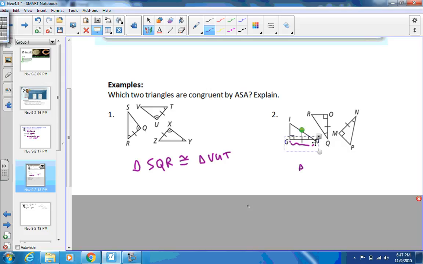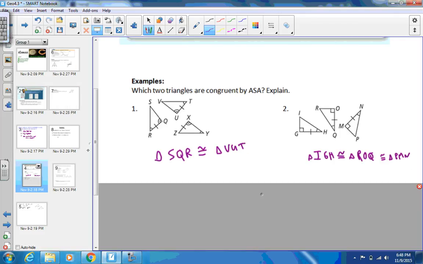Triangle, but as long as you write it correctly, triangle IGH is congruent to triangle ROQ is congruent to triangle PMN. And correct me if I'm wrong, but I think they are all congruent.